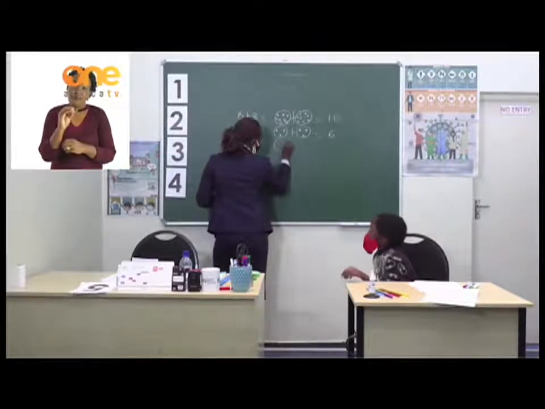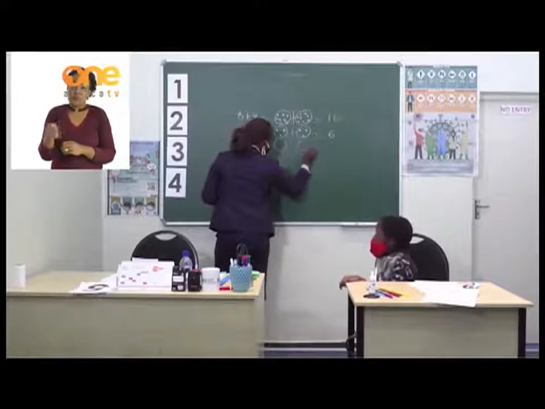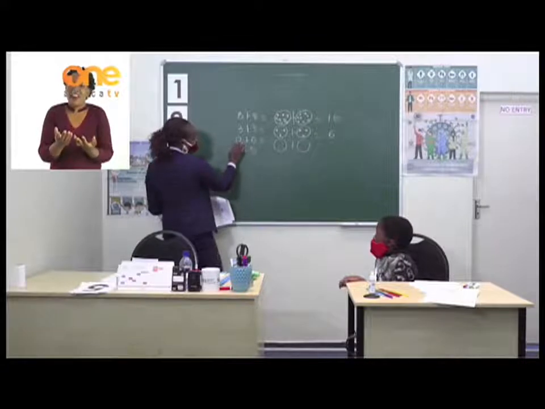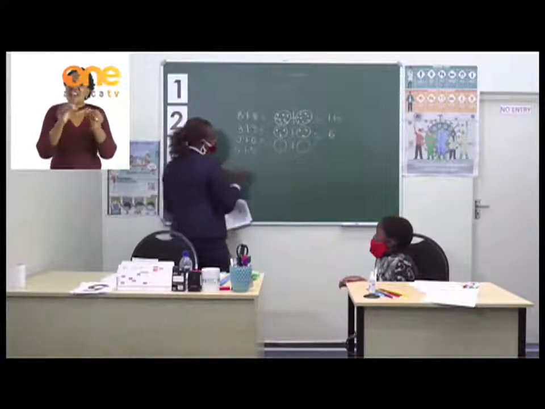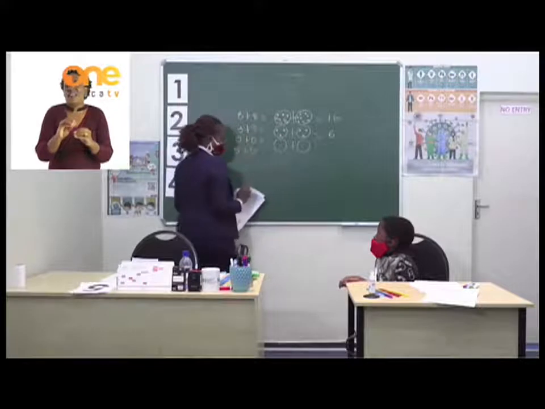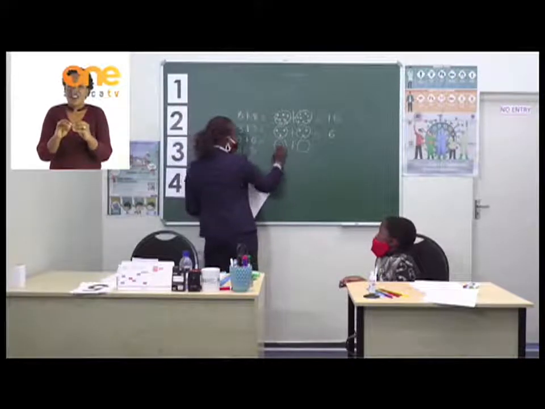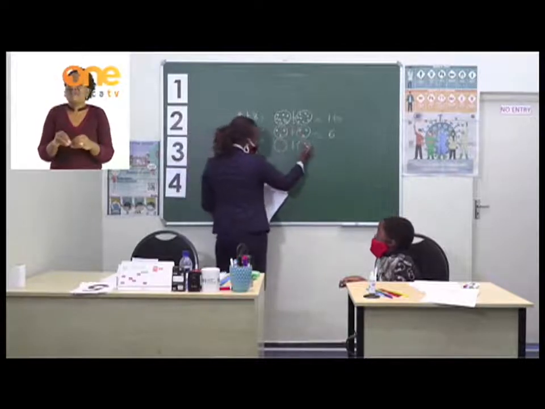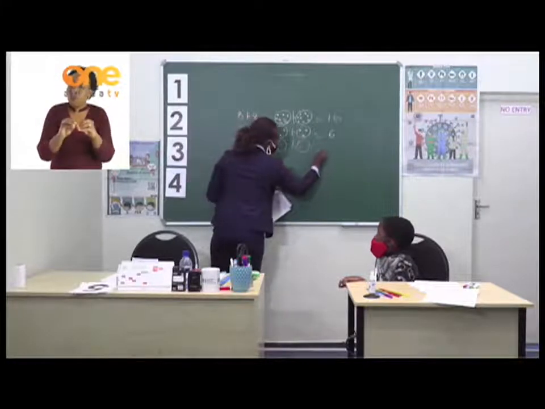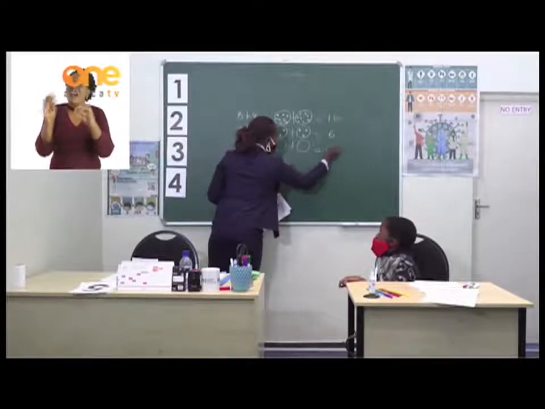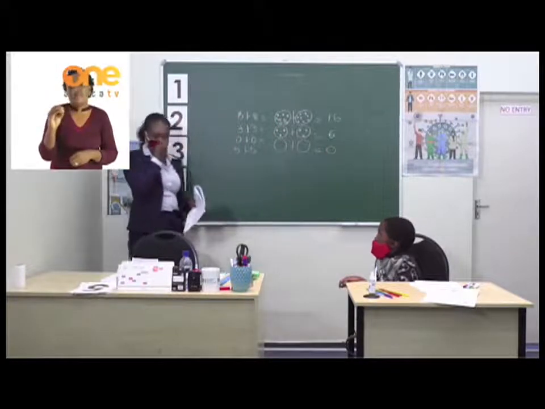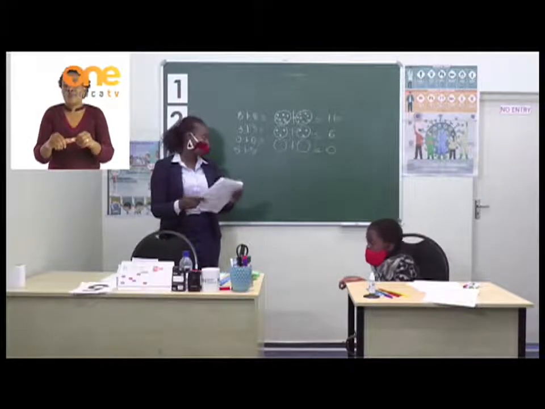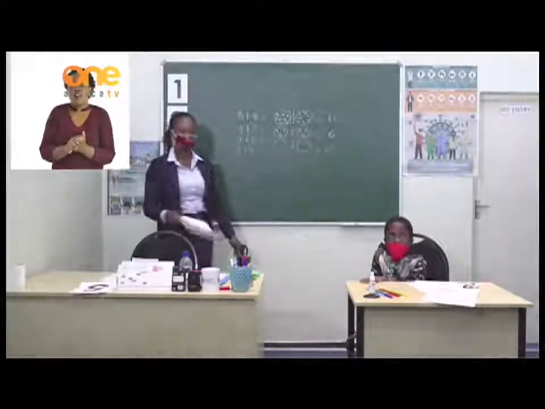We have our circle, we have our circle, but because the number is 0, it means there is nothing. So it's 0 plus 0, an empty circle and an empty circle, so there is nothing, and our answer is 0. Thank you so much. Now you can do the work in the booklet following this method.